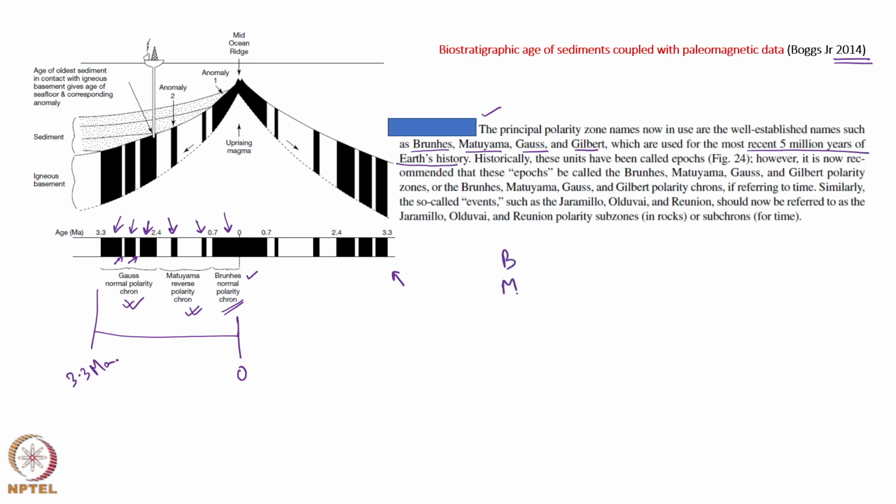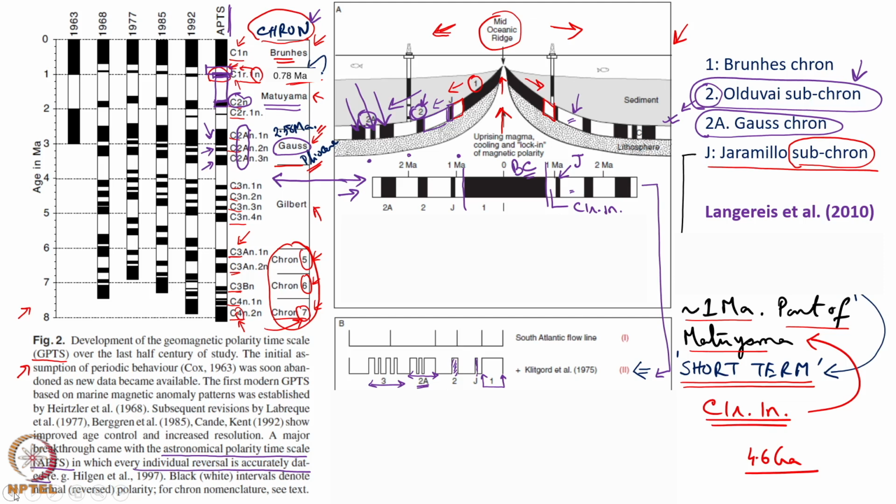The Brunhes, Matuyama, Gauss and Gilbert together cover the most recent 5 million years of history, and in this diagram this is 5 million years. If I extend it, the Gilbert chron in fact persists older than 5 million years, but from 6 million years onward we find chron 5, 6, 7.